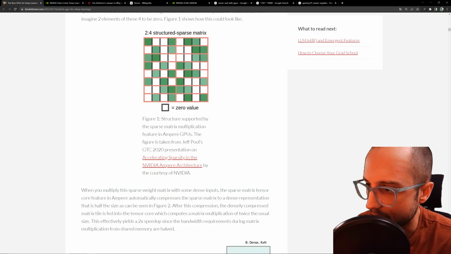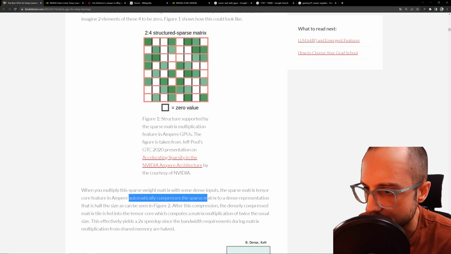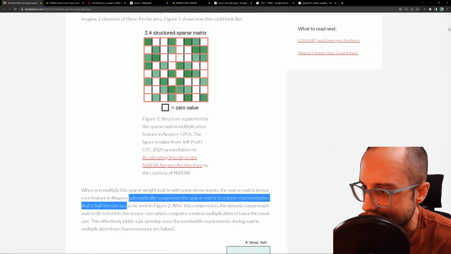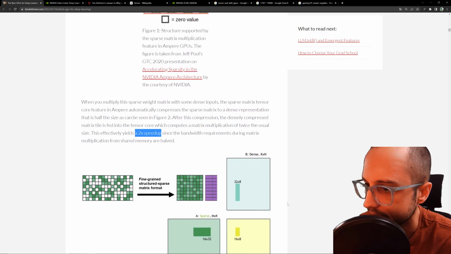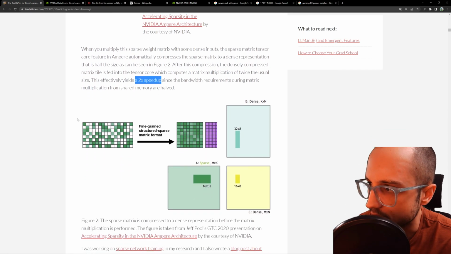So it seems like the Ampere series has some clever stuff here, which automatically compresses the sparse matrix into a dense representation that is half the size. So it's clever about knowing that a bunch of these are zero in order to do everything faster, a 2x speedup. See how it takes this here, where normally you'd have a bunch of zeros, and then it just compresses it into this smaller matrix here.